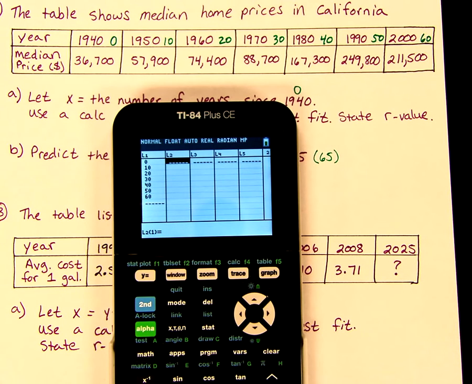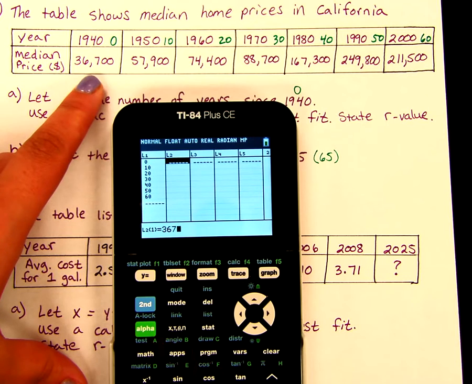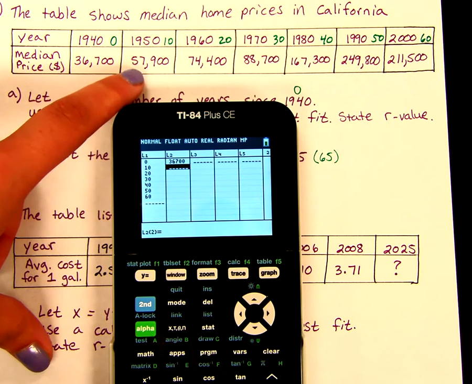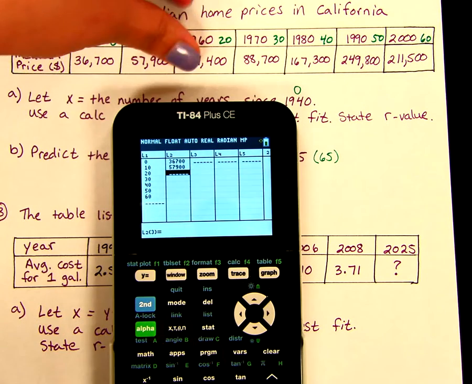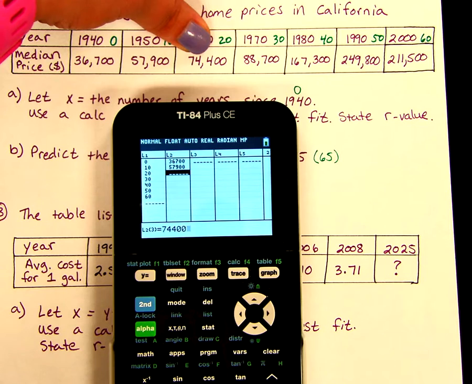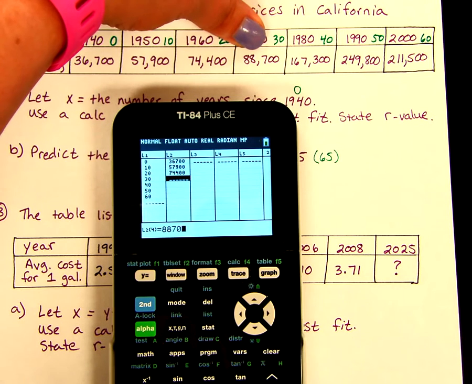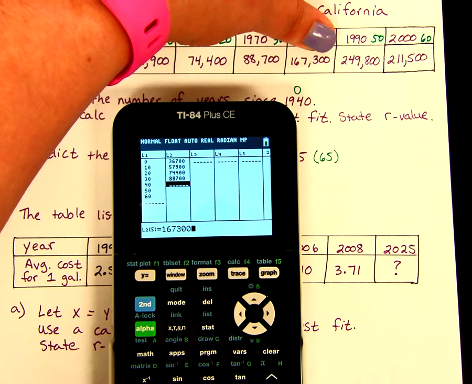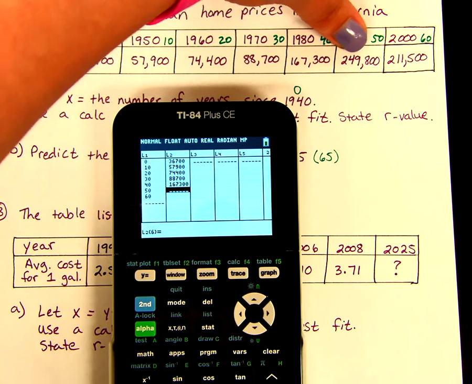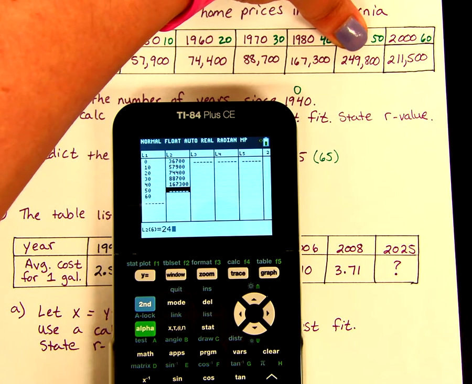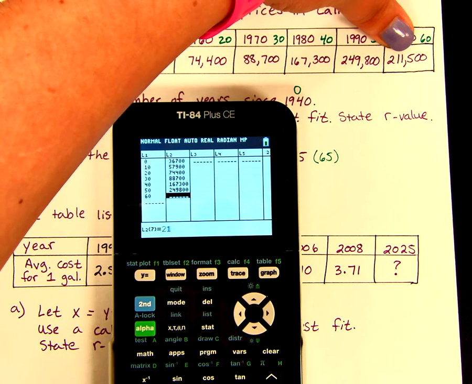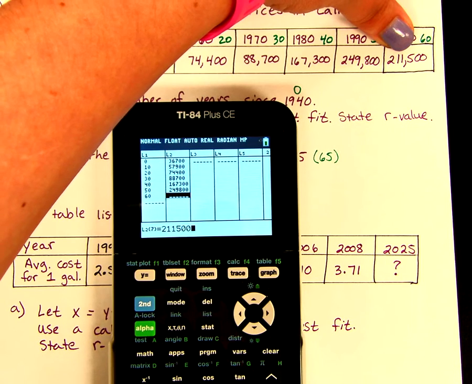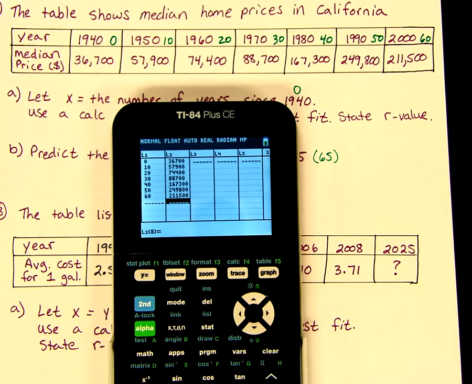And then we're going to arrow over, enter in the y values. So 36,700, 57,900, 74,400, 88,700, 167,300, and let's see, 249,800, and the last one, 2011,500. All right, so we have all our information entered.